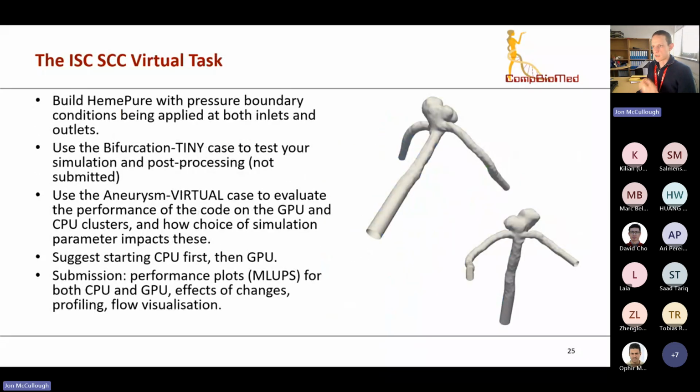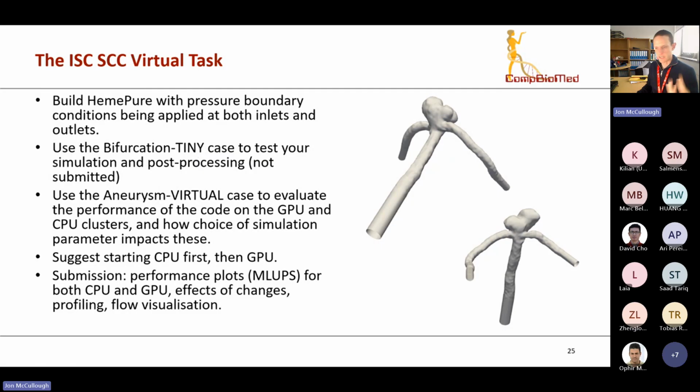So the problem that you'll be doing in the virtual task. Firstly, building the HemePure version of HemeLB, and with pressure boundary conditions. So we're applying pressure conditions at both inlets and outlets. You've been provided with a bifurcation, a simple Y bifurcation, as a tiny case.